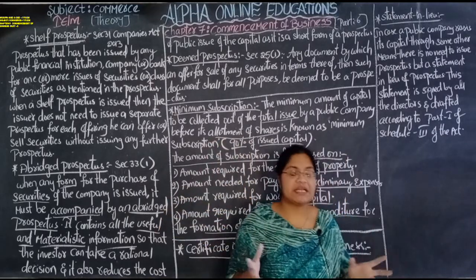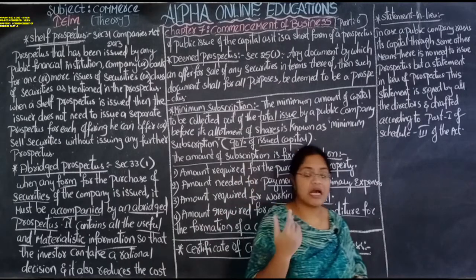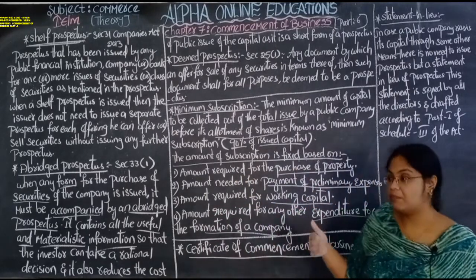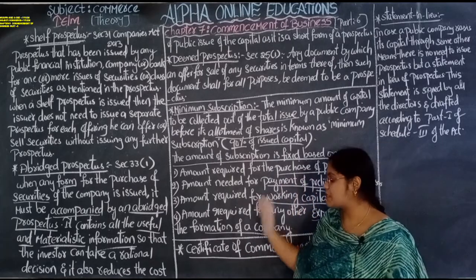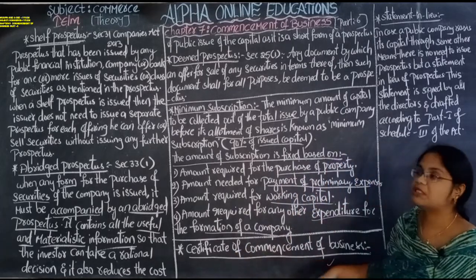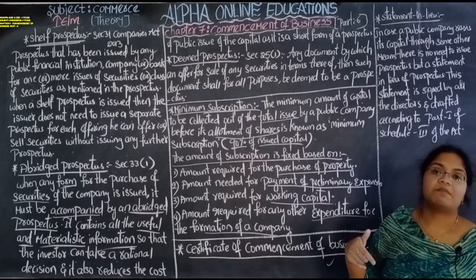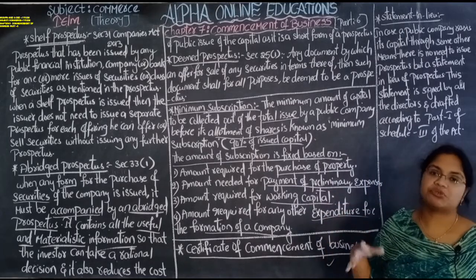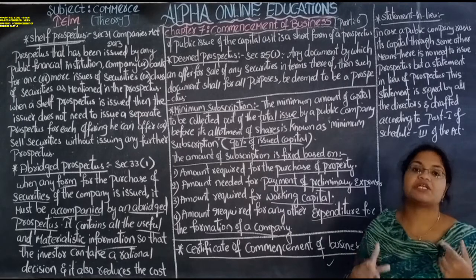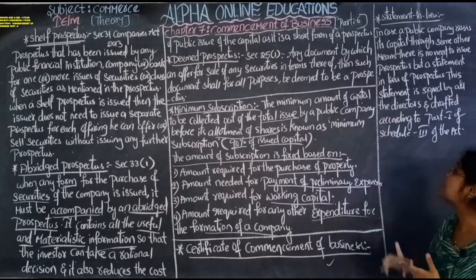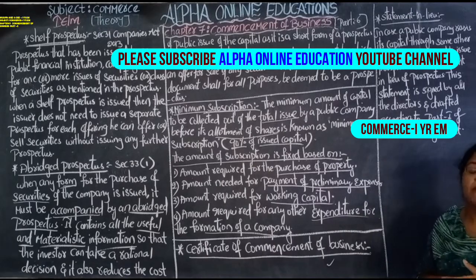Minimum subscription will be 90%, they have to raise it. If they fail, they have to give back the amount they have subscribed from the public. That is about the minimum subscription. And certificate of commencement of business means, in order to continue the business, public companies or public institutions, whatever it may be, have to get two certificates: certificate of incorporation and certificate of commencement of business. And this is a statement in lieu. So this is about this chapter.